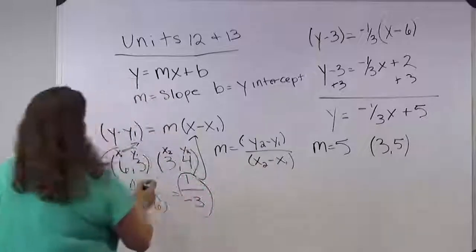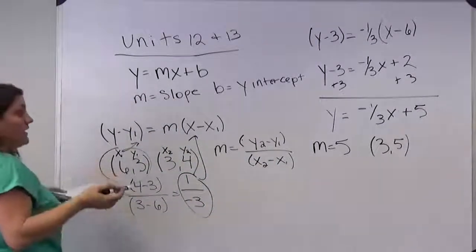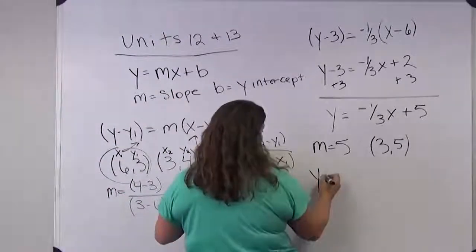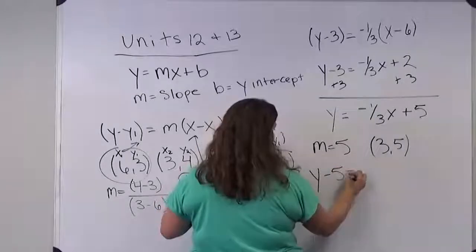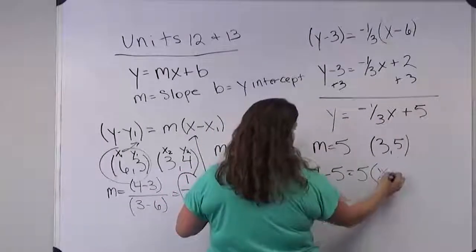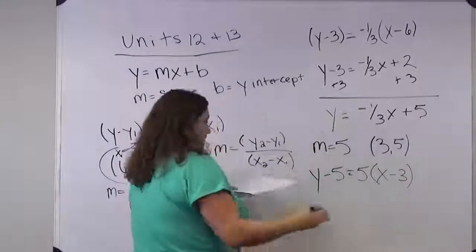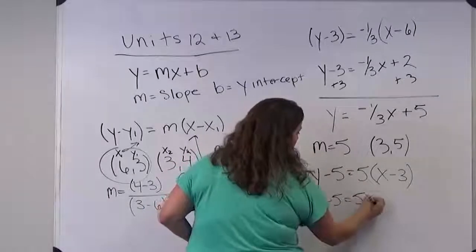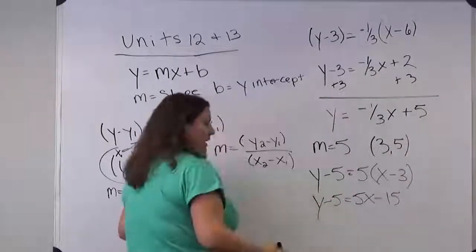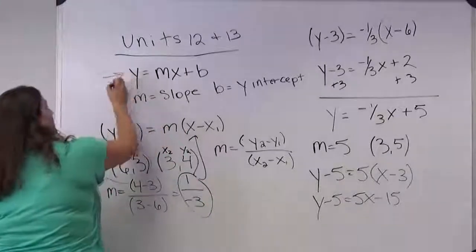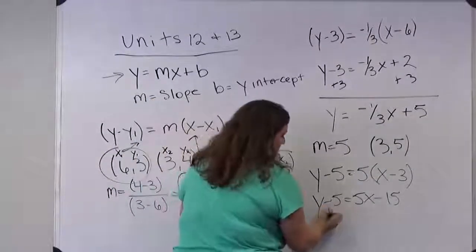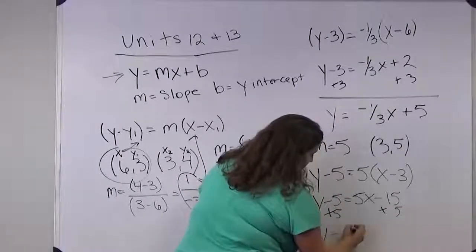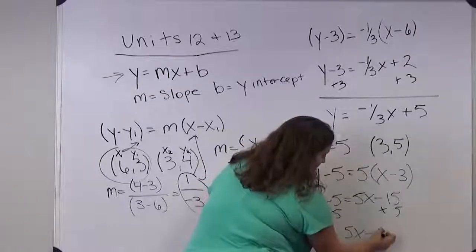So you'd use this equation. It's the same as the other time, except now you don't have to solve for the slope first. So you do y minus y1, which is 5, equals 5 times x minus x1, which is 3. Then you can just do your arithmetic. Y minus 5 equals 5x minus 15. You want to get the y by itself, so it's in your final form of y equals mx plus b. So add 5. Y equals 5x minus 10.